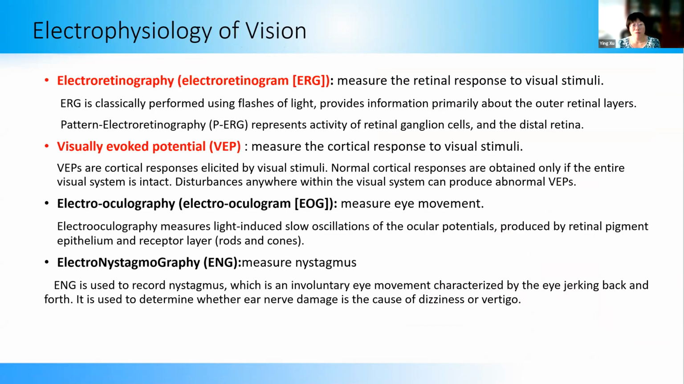And actually for the electrophysiology of vision, besides ERG, there are also several other types like the visually evoked potential, called VEP, which measures the cortical response to visual stimuli. And also there's electrooculography, which measures the eye movement, and also electronystagmography, which measures the nystagmus. As for the retina, the most commonly used are the ERG and VEP. So I'm going to cover these two methods in the following series.